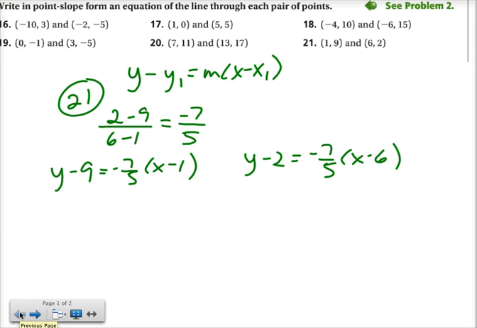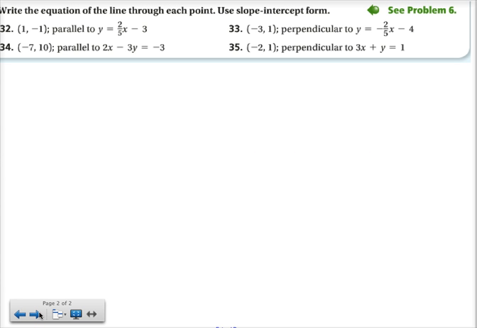And the back of the book might give both of those. I should take a quick peek here. Yeah, the back of the book does go ahead and give you both of these as solutions, because when it says leave it in point-slope form, you could pick either one. It doesn't make any difference which one you pick. They'll both be correct.